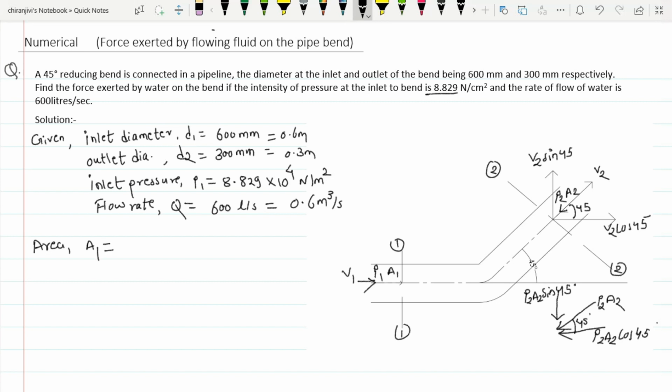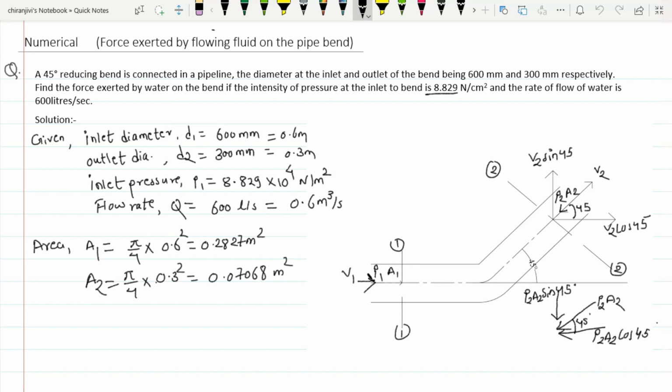Area at section 1, A1, equal to pi by 4 into d1 square. d1 is 0.6, so it is 0.2827 meter square. Similarly, area at section 2 is A2, which is equal to pi by 4 into 0.3 square, and this value is 0.07068 meter square.